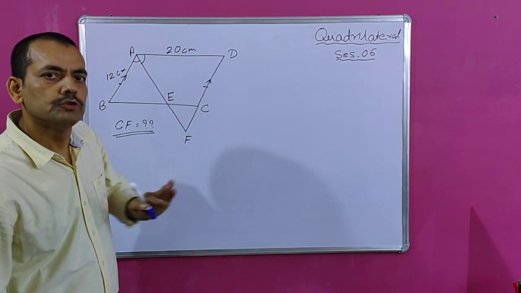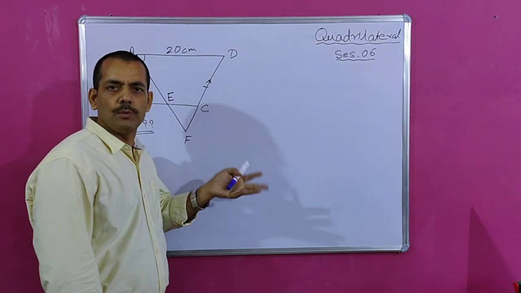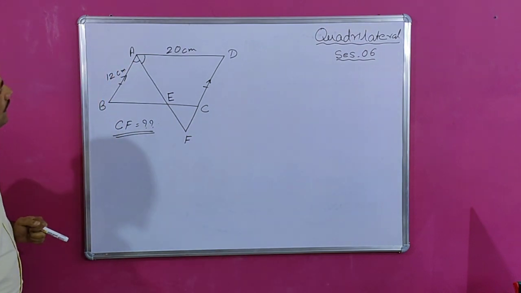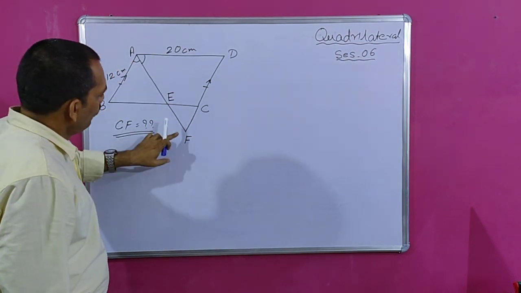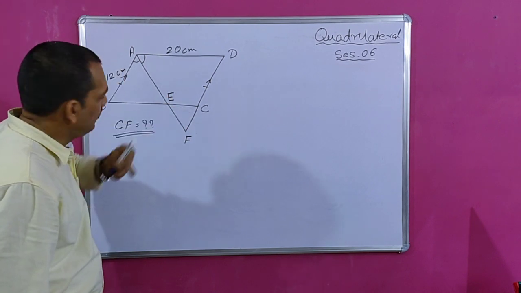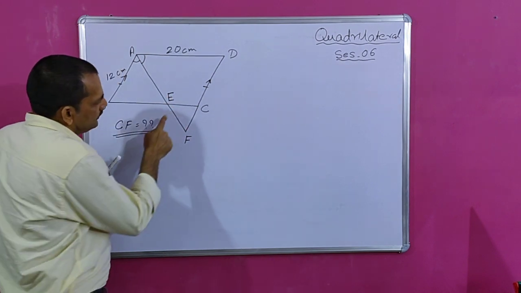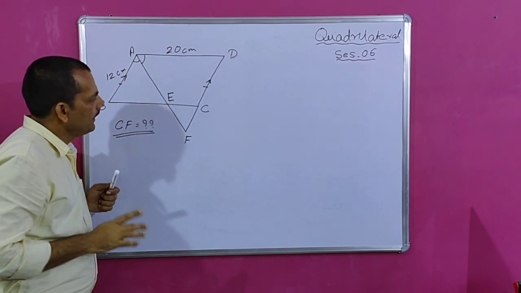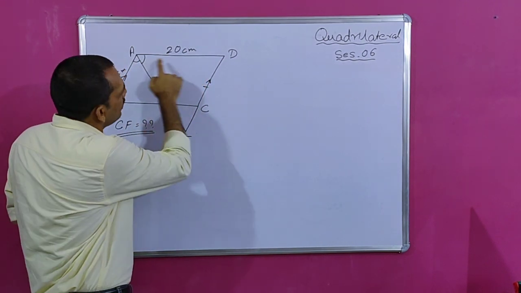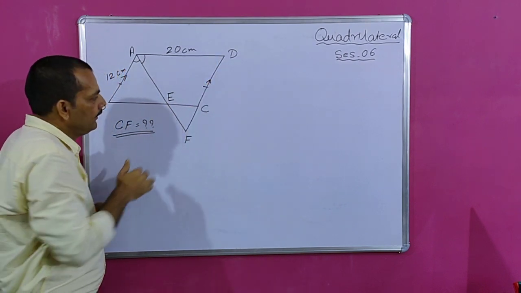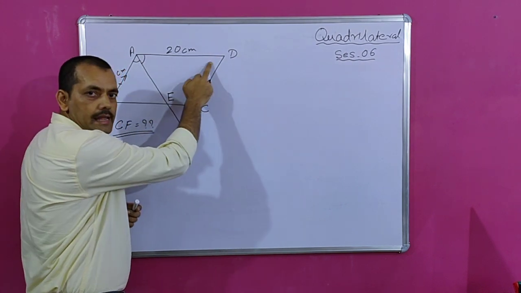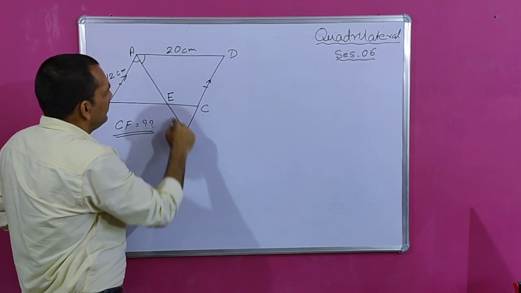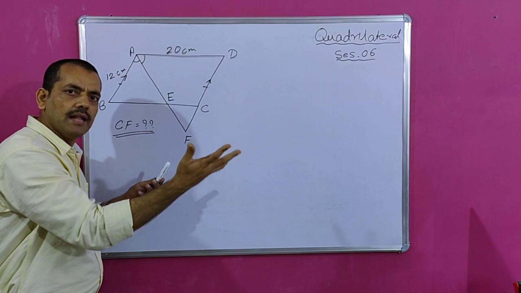Pause the video, solve it. In the meantime, I am explaining you the process. To find the value of CF, we know that BC is parallel to AD. So automatically EC is also parallel to AD. So if EC is parallel to AD, in that case, this smaller triangle and the bigger triangle will be similar triangles.